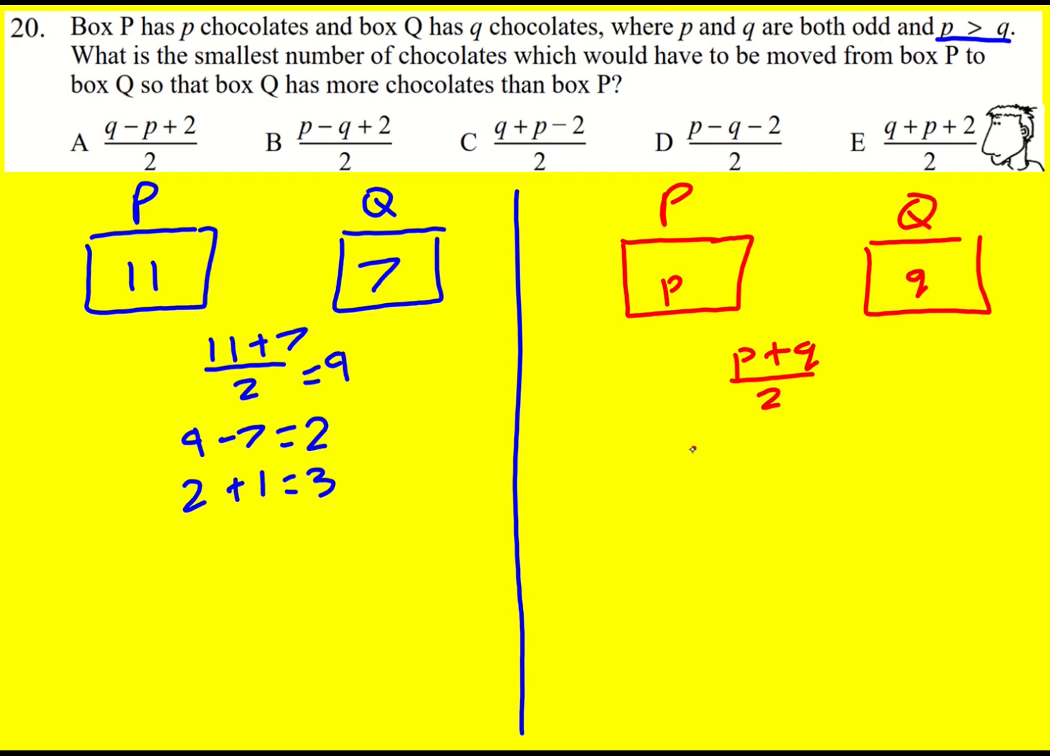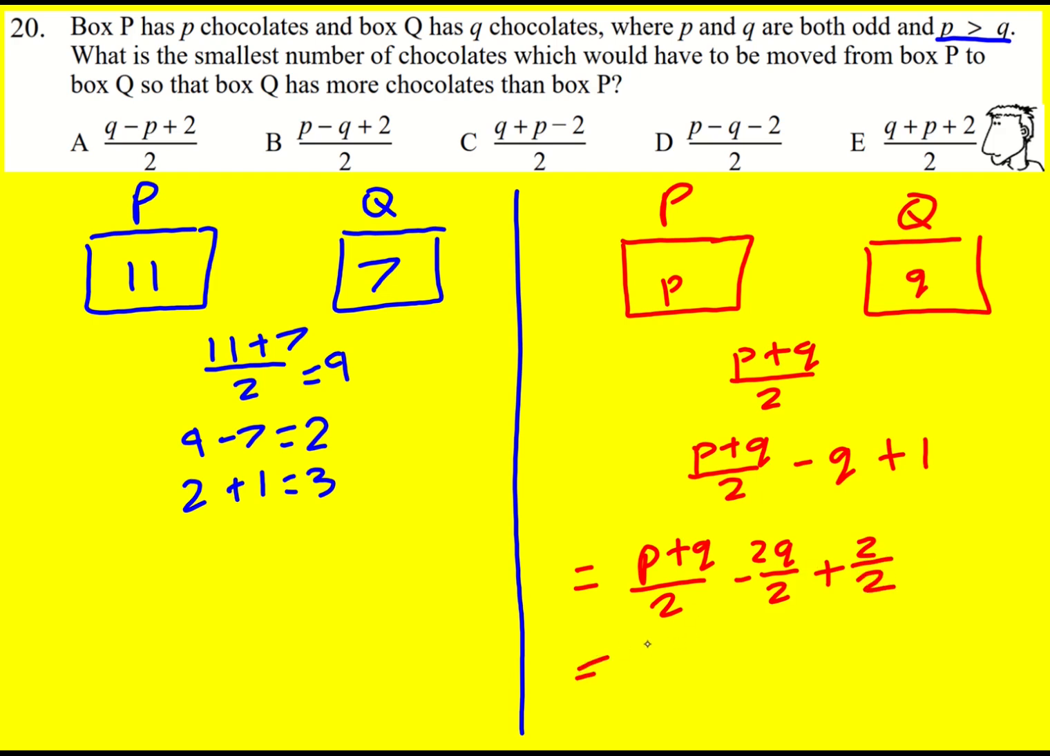Now, if I go with this mean, and I minus q from it, just like before, that would tell me how many I have to give from p to q so that they have the same amount. If I then add an extra 1, then I'll have more in q. So I just need to now write this clearly as a fraction over a common denominator of 2. p plus q over 2 minus 2q over 2 plus 2 over 2. I'll just put them all over a common denominator and I can bring it together. p plus q minus 2q plus 2 all over 2, which will become p minus q plus 2 over 2.